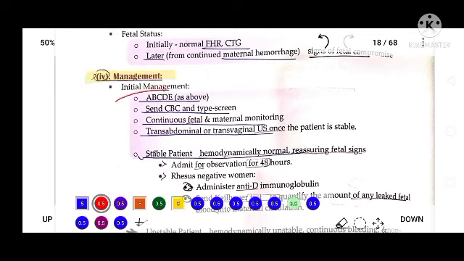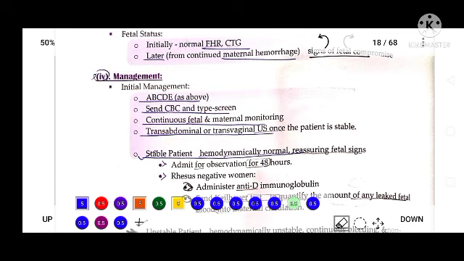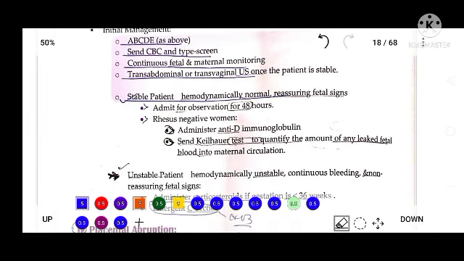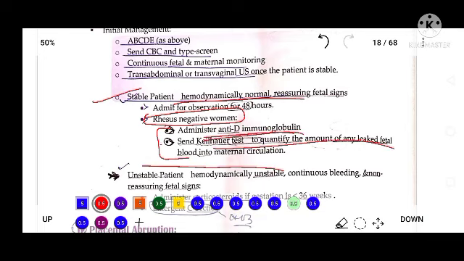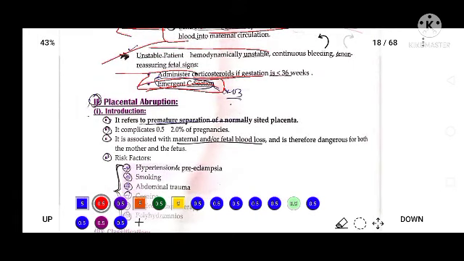Management will be primary survey with airway, breathing, circulation, drugs, and send CBC and type and screen, continue fetal and maternal monitoring. Transabdominal and transvaginal ultrasound must be maintained and assessed. So, stabilize the patient with hemodynamic support. Rhesus negative women should be given anti-D immunoglobulin in order to prevent any problem. If a patient is unstable, administer corticosteroid, and an emergency C-section should be performed to help the delivery in the patient.